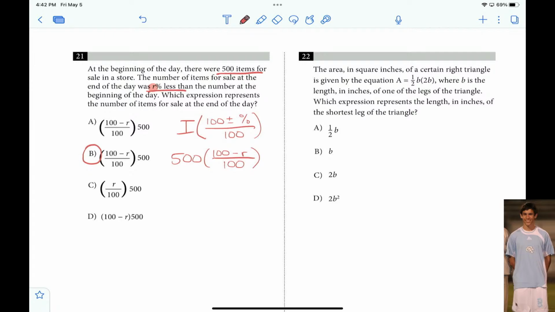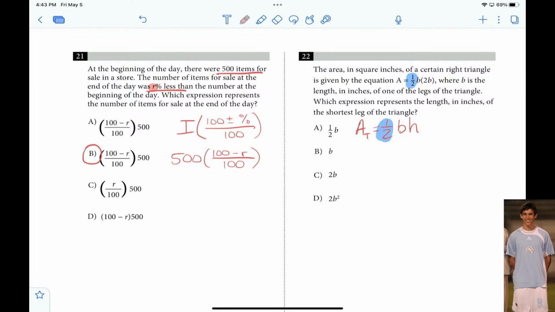The area in square inches of a certain right triangle is given by the equation A equals 1/2 B times 2B, where B is the length in inches of one of the legs of the triangle. Which expression represents the length in inches of the shortest leg of the triangle? Well, let's just review. What is the area of a triangle? We usually say that the area of a triangle is just 1/2 base times height. So 1/2 BH. Well, they told us for this problem that the area of this triangle was 1/2 B times 2B. Well, if we just look, what do these two equations have in common? They both have the 1/2.